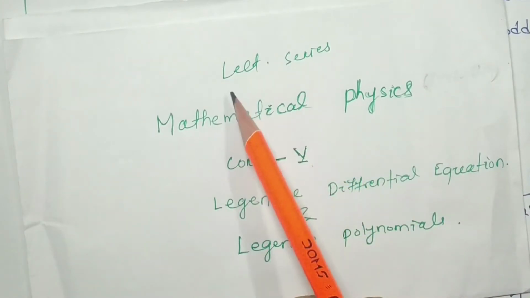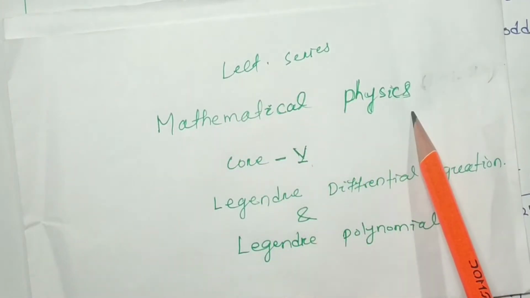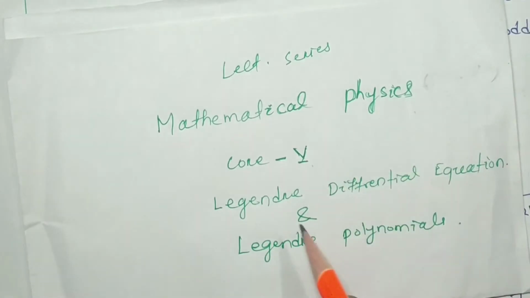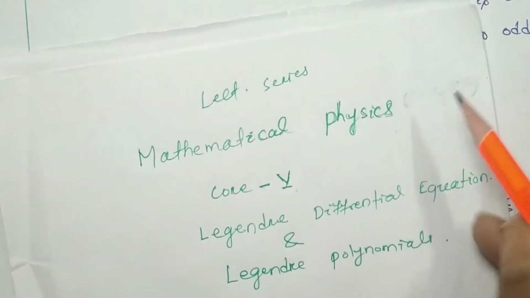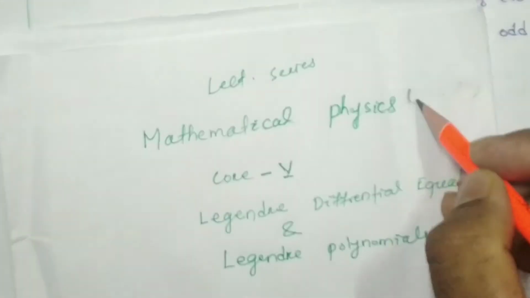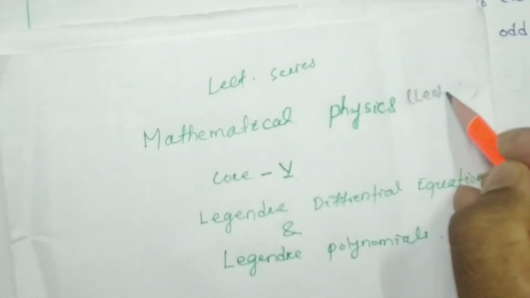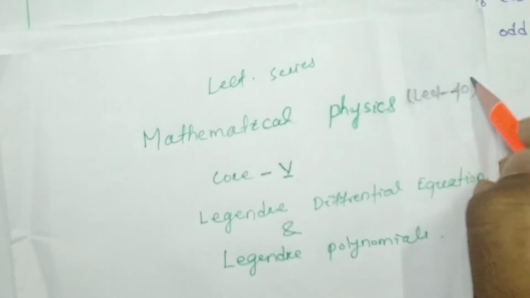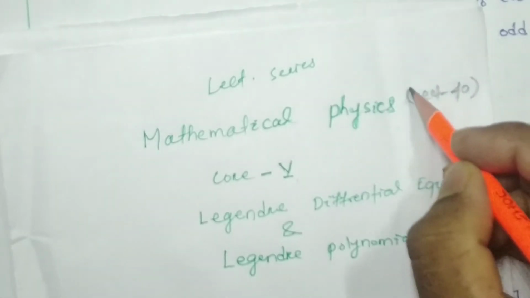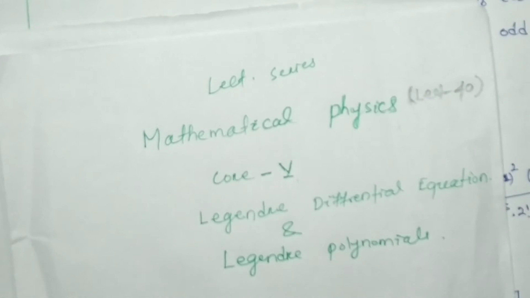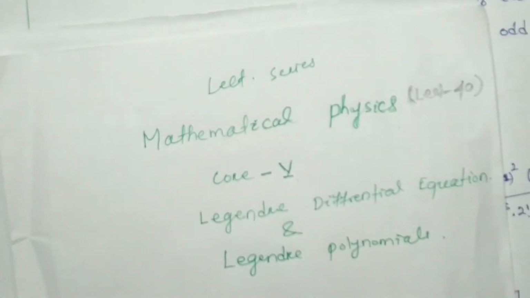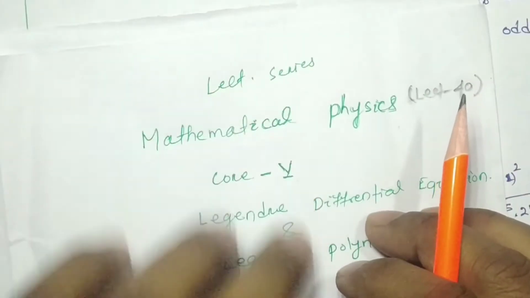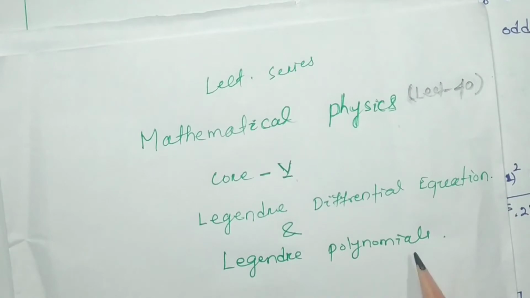I welcome all of you to our lecture series on mathematical physics, that is your Core Paper 5, and we are discussing Legendre differential equation and Legendre polynomials. This is your lecture number 40. In our last class, lecture number 39, we discussed some examples on Legendre polynomials. In this class also we are going to discuss another 3 problems on the basis of Legendre polynomials.